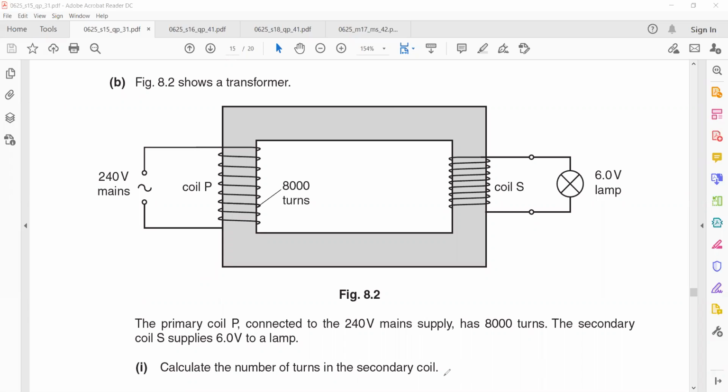Yeah, that's right. Vs over Vp is equal to Ns over Np. 200 turns will be there because we have Vs over Vp equals Ns over Np. Vs is given 6, Vp is given 240, Ns we don't know, and Np is given 8,000. This 8,000 is multiplied with 6, divided by 240, and we get our final answer as 200 turns.